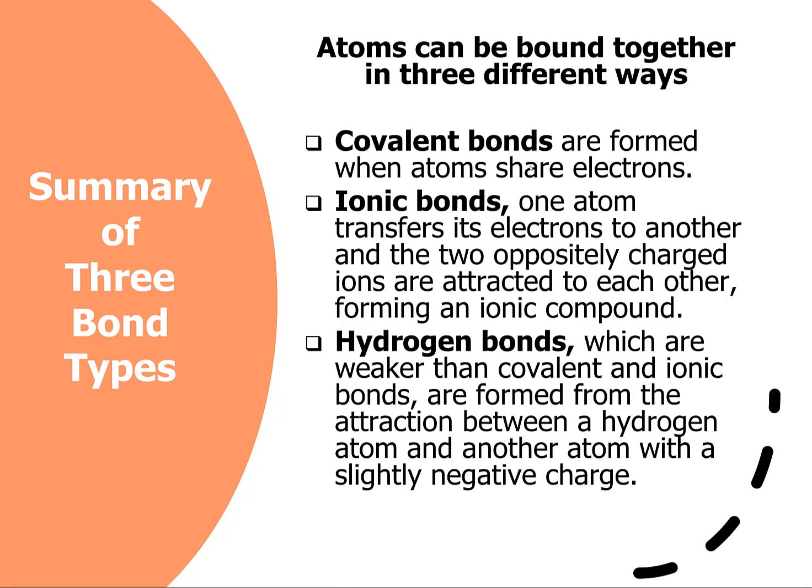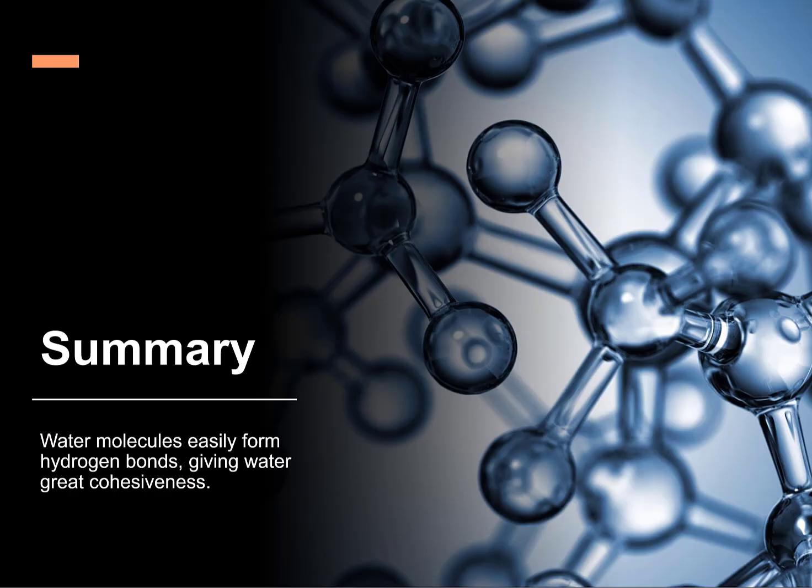Covalent bonds are formed when atoms share, cohabitate. Ionic bonds are atoms that transfer their electrons to another, and the two oppositely charged ions are attracted. So when an atom gains an electron, it takes on a negative charge, or when it loses that electron, it has more of a positive charge for that ion, and then they'll attract. Hydrogen bonds, which are weaker than covalent and ionic, are formed from the attraction between a hydrogen atom, which is polar, with another polar atom with a slightly negative charge. And so that's the summary there.